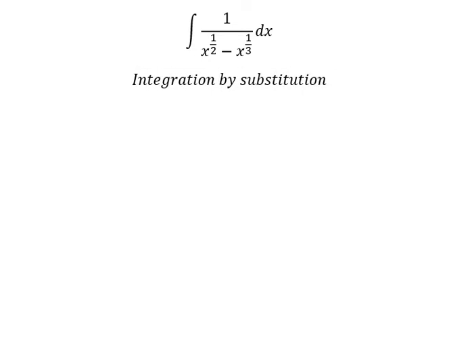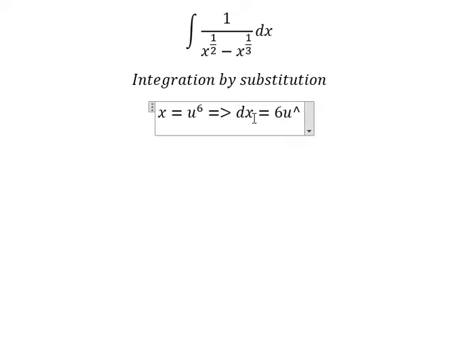So I will put s equal to u to the power of 6, because if I put this one, gone here and here, they will cancel 1 over 2 and 1 over 3. Later that, we do first derivative for both sides, and we have ds equal to 6u to the power of 5 du.